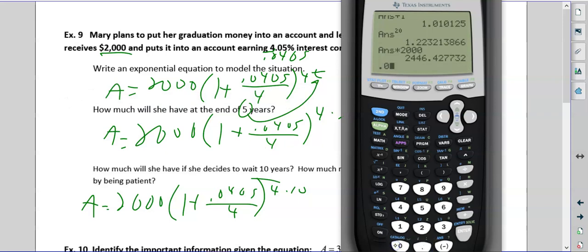So 0.0405 divided by 4 plus 1 raised to the power of, this time 4 times 10 is 40. Times 2,000. So 29.92 and 50. The 4 tells it to round down. 29.92, 50.